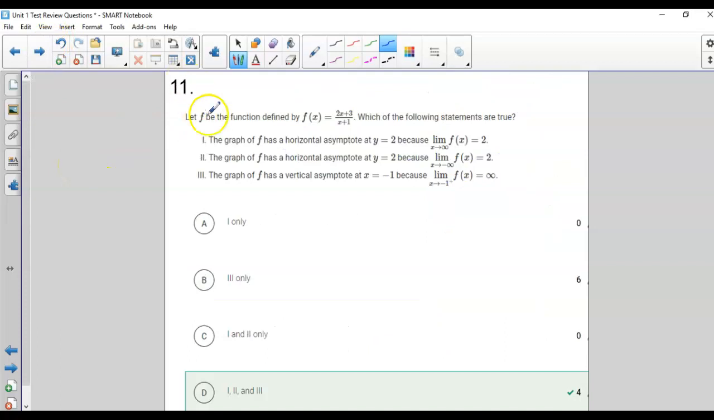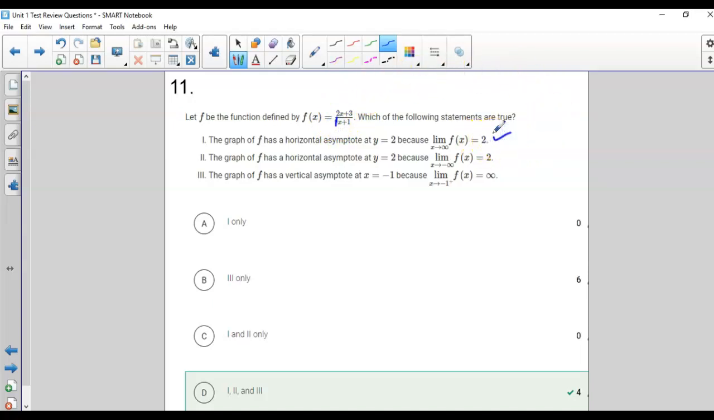Okay. For 11, we have the function f of x equals 2x plus 3 over x plus 1. Which of the following statements are true? So the first says something about the horizontal asymptote. So it says the graph of f has a horizontal asymptote at y equals 2 because the limit as x approaches infinity of f of x equals 2. So if we did this limit here, we can do Bobo-Botno. We've got exponents are the same, divide coefficients. There is a 1 right here. So 2 over 1 equals 2.